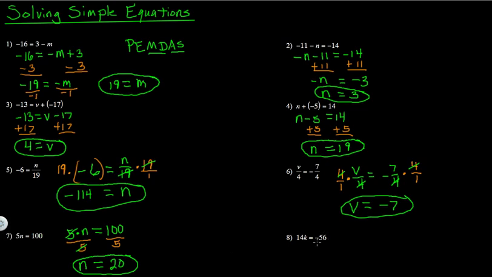All right, and then the last problem, we have 14k is equal to negative 56. That is saying 14 times k is equal to negative 56. So what is being done to our variable, k? k is being multiplied by 14. How do we undo multiplication by 14? We divide by 14. Division is the complement to multiplication. So I will divide both sides by 14, like so. On the left, the 14s cancel out, leaving us with k. And on the right, negative 56 divided by 14 is negative 4. And that is our answer.